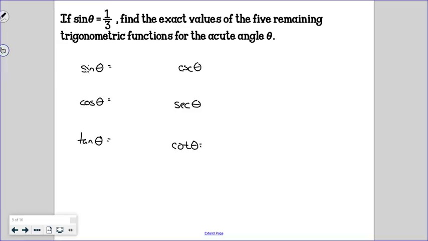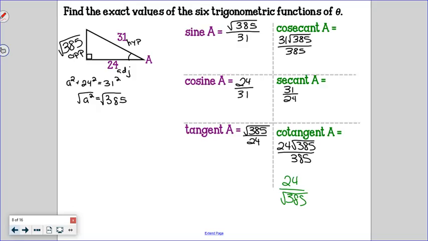And they asked us to find the other five because they told us one of them: the sine of theta is 1/3. Go find the other five. Now, my suggestion is, I found it really easy to have a picture to look at, so I could reference back to my picture each time.